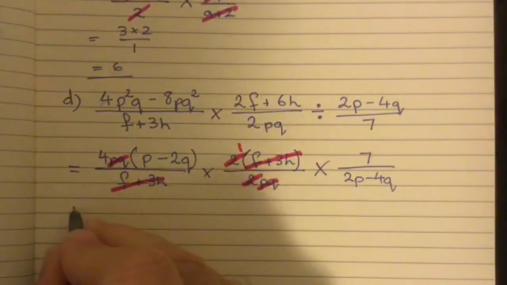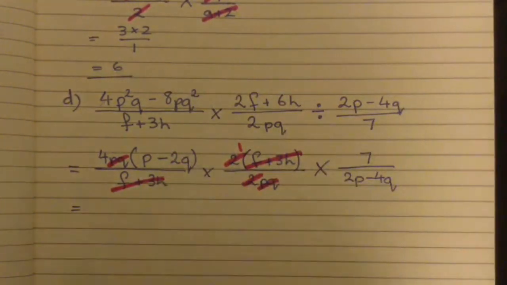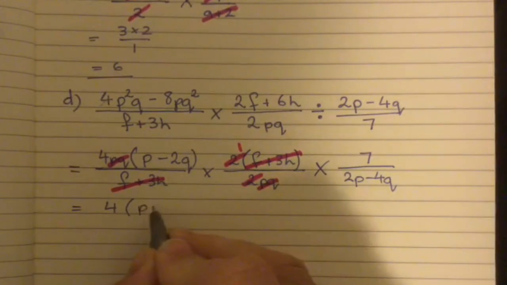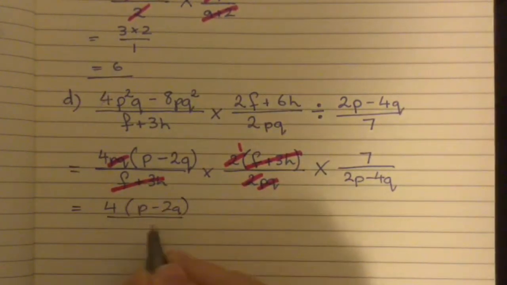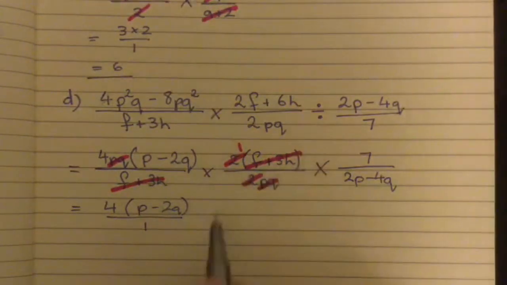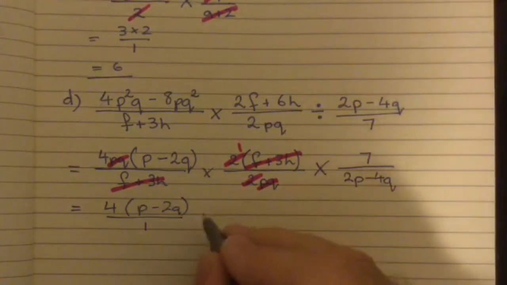Let's just rewrite, just to neaten things up. And if you didn't choose that order straight away, that's no problem. You can choose a variety of different orders with this. So we've got 4 lots of p minus 2q. That's going to be just over 1. I'll leave it as a rational number for now. Multiply by 1, so I'm not even going to bother writing that. Multiply by 1, a bit of a waste of time.